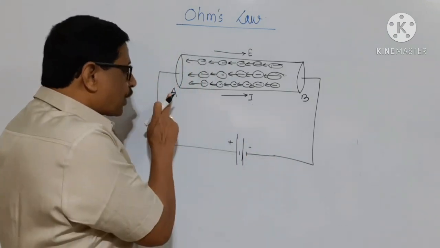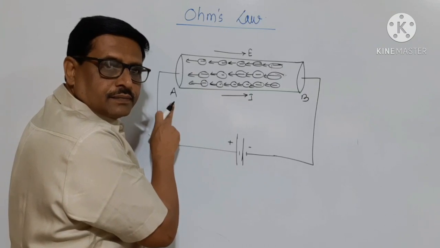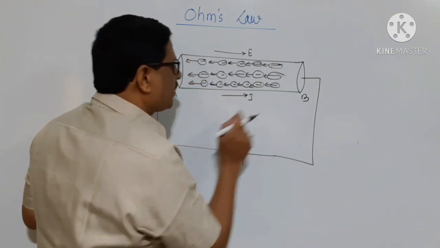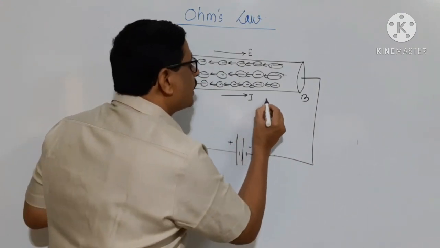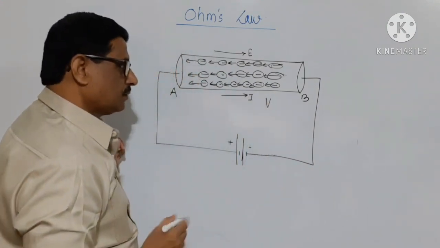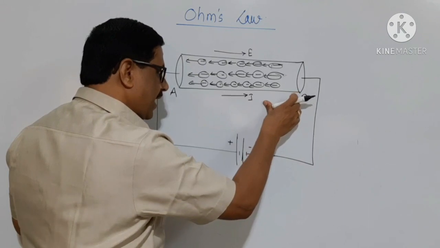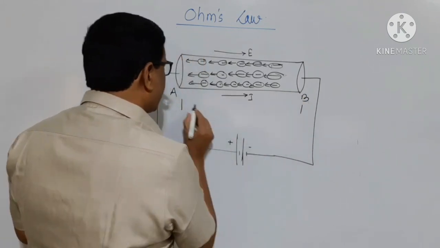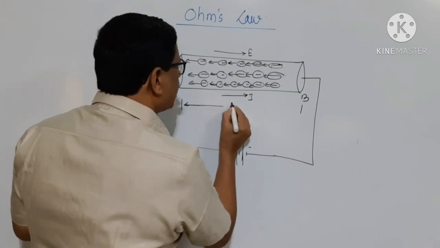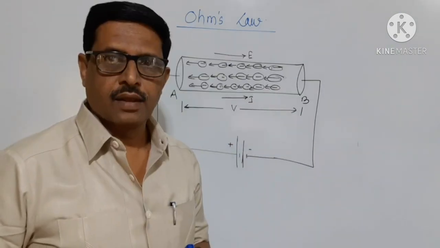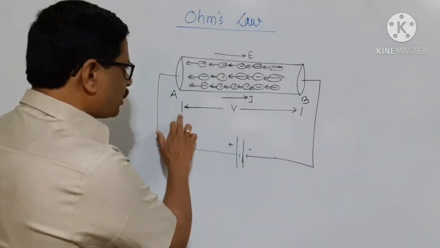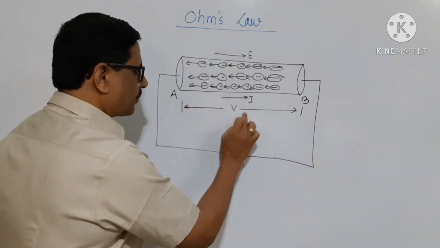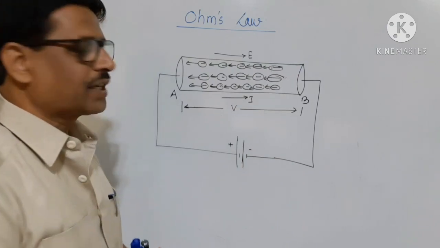The difference of potential between A and B, let it be represented by V. I call this the potential difference between A and B, represented by V. V is the potential difference between the ends of the conductor and I is the current flowing through the conductor.